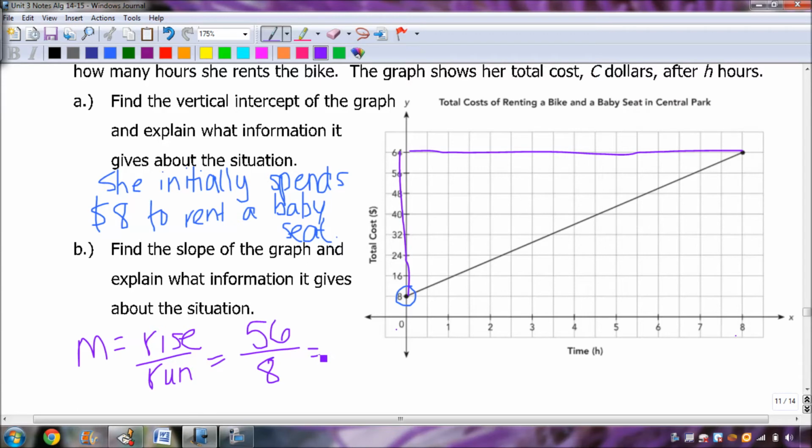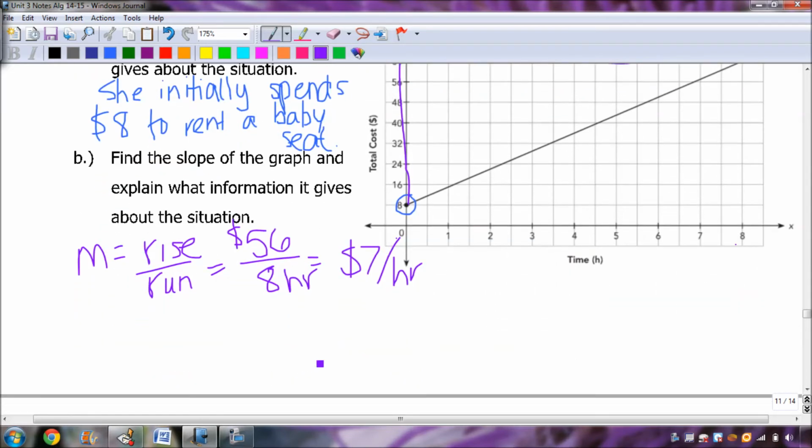So your answer right here is 7, oh, sorry, we have to label our units. So $56, and this is 8 hours. So our answer is $7 per hour. Okay, so this means that she pays a rate of $7 per hour.